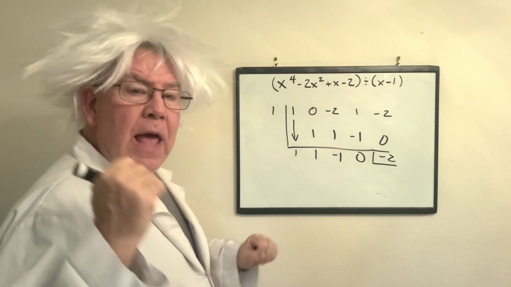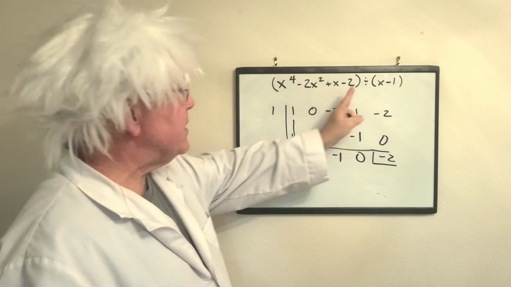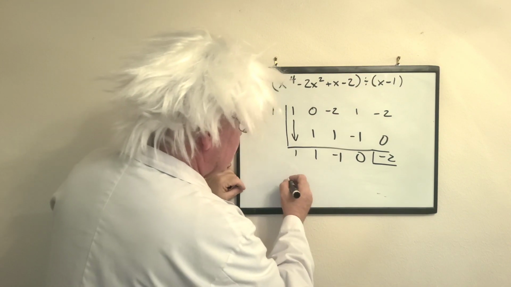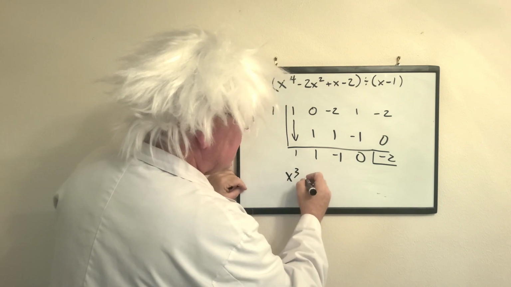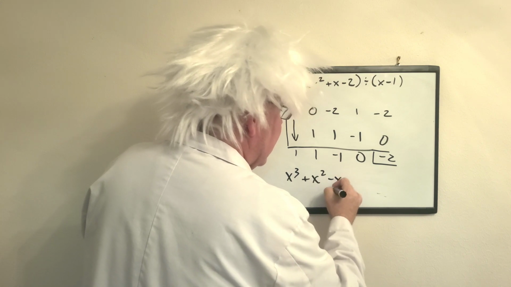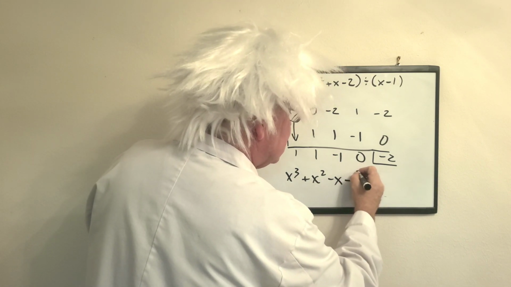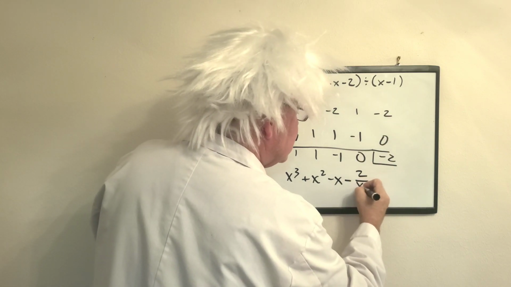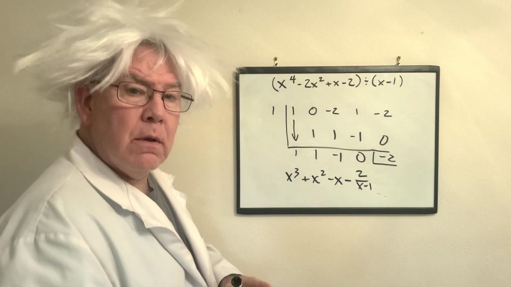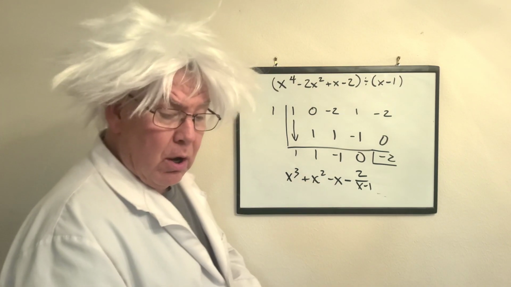Now, how you find what you have left: we started out with x to the 4th, we divided it by x, so this becomes 1x cubed. The sign is plus, so that's plus 1x squared minus x. Now, we don't have a constant, so now we have -2 over our remainder, which is x minus 1. Now, if you remember from the other problem, that's our answer.